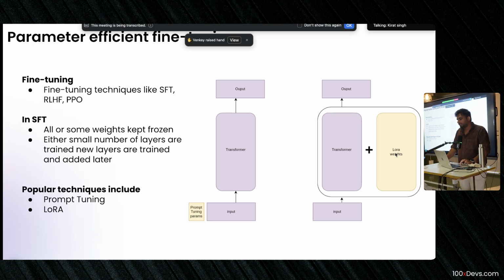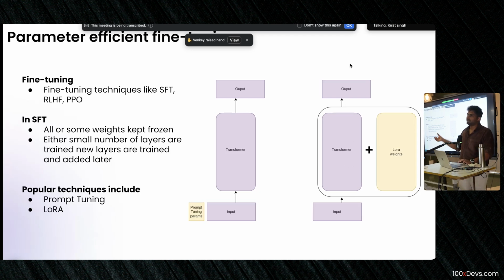And then you have LoRa weights, which is like this is your transformer. And then you're going to add some additional weights, but for additional weights, first you train it. How do you train it? You give the input, then you pass the input through LoRa weights, and then you also pass it through transformer. And then you get the output.